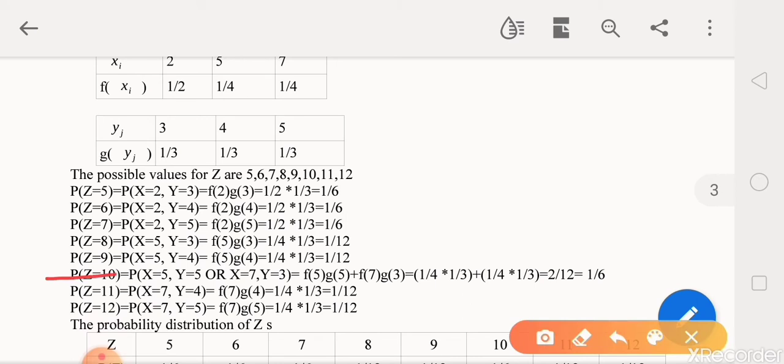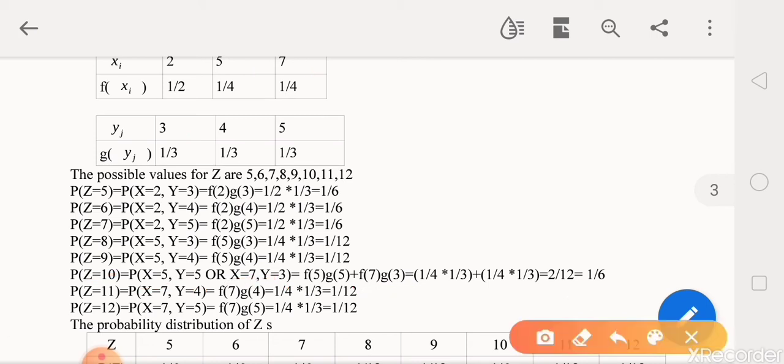Now, probability when z equal to 10. Here the important thing is, we can get z as 10 in two cases. The possibility is x equal to 5, y equal to 5, or x equal to 7, y equal to 3. So probability with the OR case is the same as the sum of the probabilities. So it is f of 5 into g of 5 plus f of 7 into g of 3. Substituting the values, we will get the probability as 1 by 6.